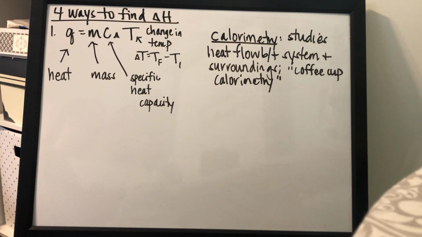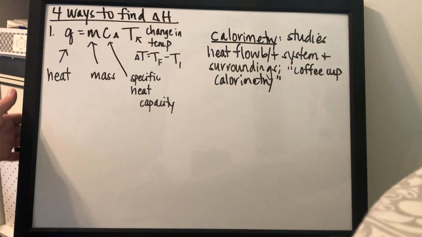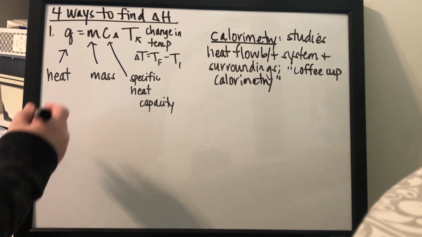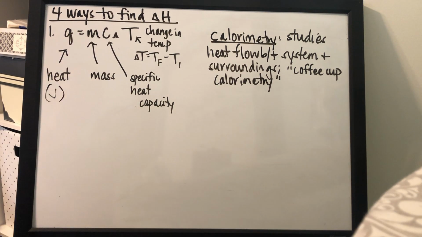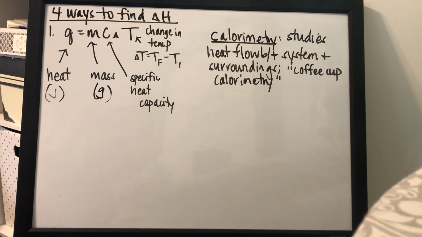And of course using Q equals MC delta T. And this is a huge formula in thermochem. So Q of course stands for heat, most of the time measured in joules. M stands for mass, measured in grams. Delta T is the change in temperature, which is calculated by T final minus T initial.